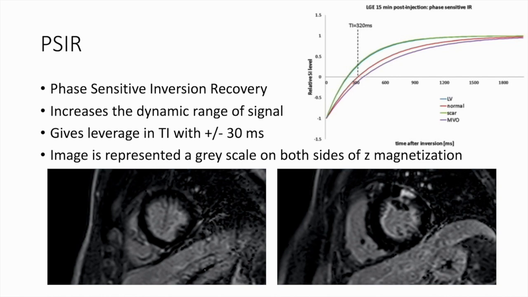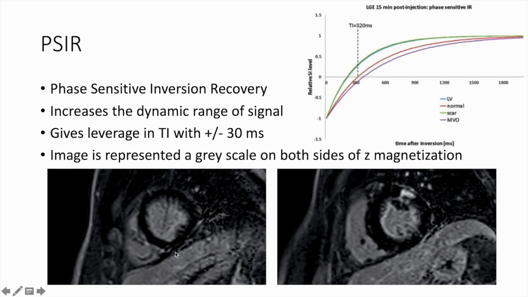The PSIR, or phase-sensitive inversion recovery, is a modification of the fast gradient echo sequence, which increases the dynamic range of the signal. Here, the image is represented on a grayscale on both sides of the Z magnetization vector, thus widening the range of TI that can null the myocardium.